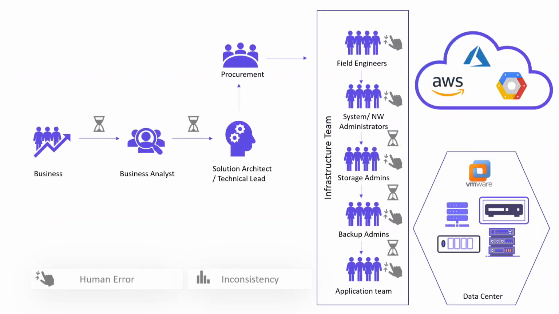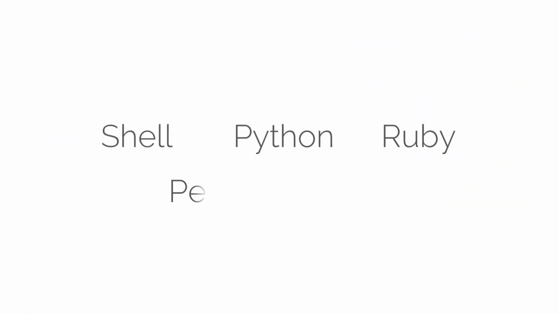Once provisioned, the systems still have to go through different teams with a lot of process overhead that increases the delivery time. And the chances of human error are still at large, resulting in inconsistent environments. So different organizations started solving these challenges within themselves by developing their own scripts and tools. While some use simple shell scripts, others use programming languages such as Python, Ruby, Perl, or PowerShell.